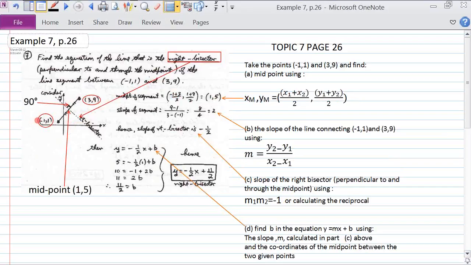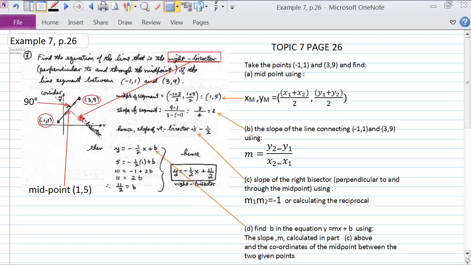So we add minus 1 and 3 and divide by 2, and that gives us 1. We add the y values, 1 and 9, which gives us 10, and divide by 2, that gives us 5. So the midpoint is 1, 5, and you can see that I've shown it with an arrow right here. This midpoint lies on the right bisector.